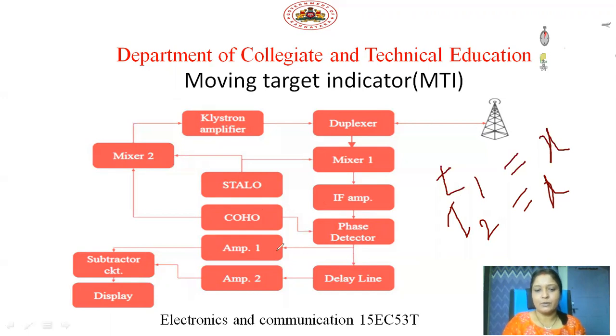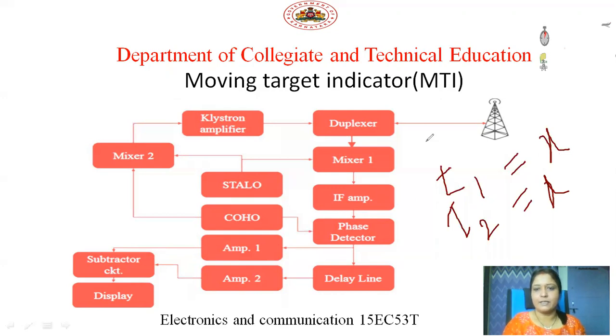Now this is given to amplifier 1. First at t1, whatever the x is, it is given to amplifier 1, and after some delay, a delay line is used to provide the delay, and we get t2 here. The output is given to amplifier 2, and those two are given to the subtractor circuit here. It will subtract this from this. For the stationary objects, both are the same, because the phase difference will always be the same. So at the output we get 0, therefore there is no signal, and it is not detected here.